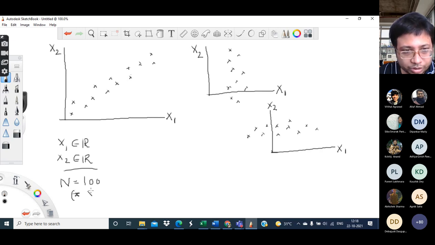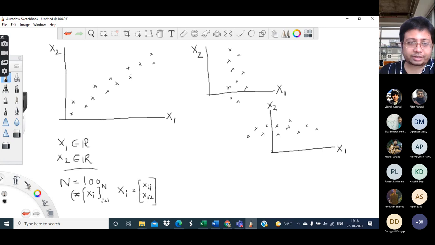So I am going to denote my data set as xi, for i equal to 1 through n, where xi is basically a two-dimensional vector. Its two elements are xi1 and xi2. Here i is the observation number, a serial number of the observation. xi1 means the x1 component or the x1 feature of the ith observation, and xi2 means the second feature of the ith observation.